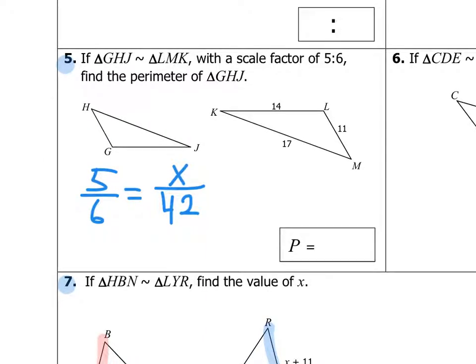On number 5, we want to find out the perimeter of this triangle. We know the ratio is 5 to 6, so you set up a proportion like I've got here. X is actually the perimeter of this triangle, 42. If you're wondering how I got that, I added all 3 of these sides up. The distance around this one's 42. So we cross multiply and solve for x, which will be the perimeter of that other triangle.